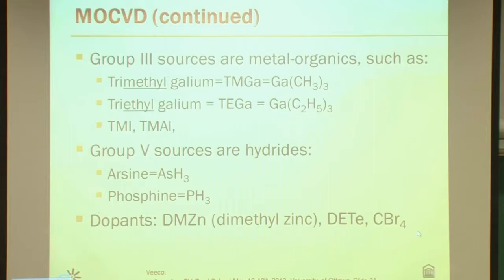The group 3 sources are typically metal organics, such as trimethyl gallium, TMG, triethyl gallium is also possible, trimethyl indium, trimethyl aluminum, things like that. And the group 5s are hydrides, arsine and phosphine. And you can also do dopants, things like dimethyl zinc, diethyl telluride, and carbon tetrabromide for carbon.